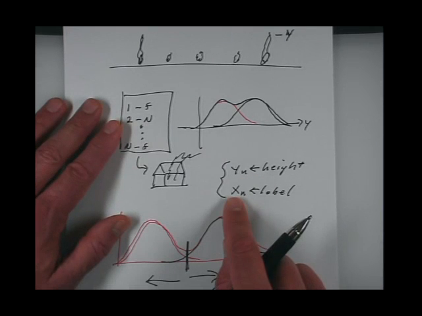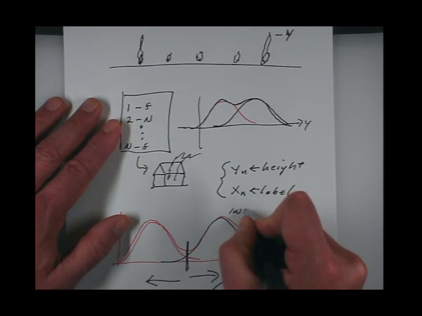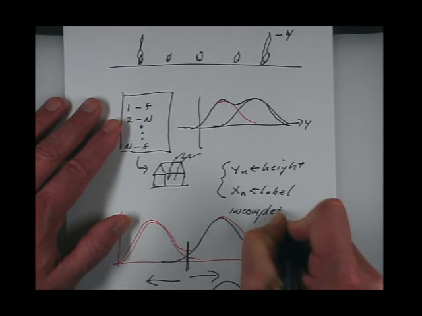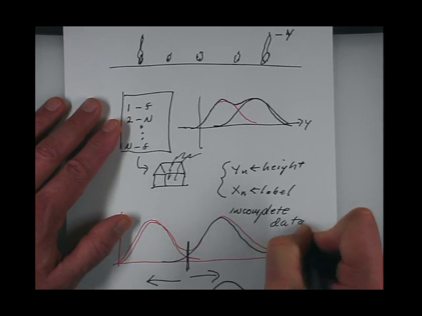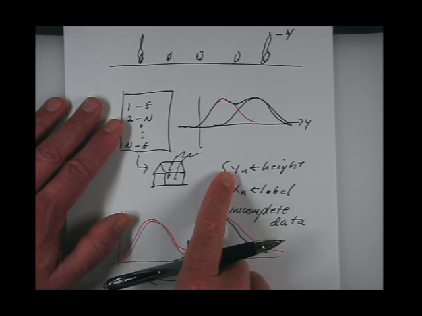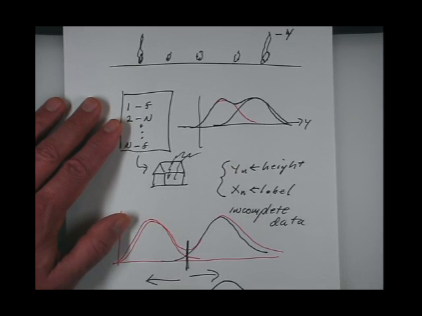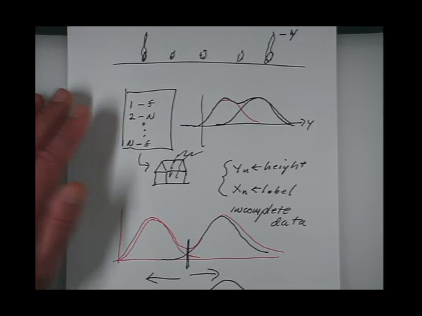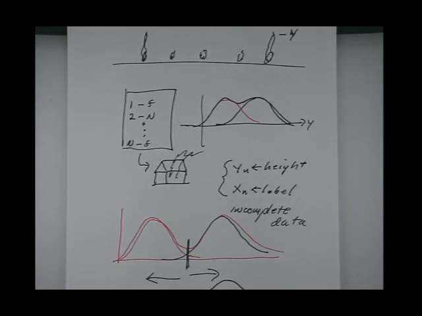We have incomplete data. So y is called the incomplete data. Y and x together are called the complete data, right? And so the EM algorithm is a general approach to solving problems with incomplete data.